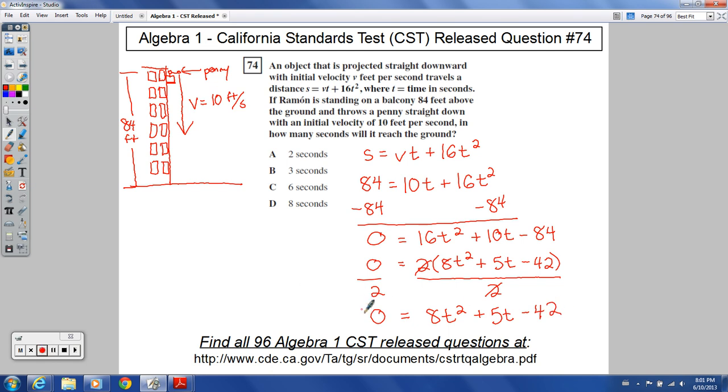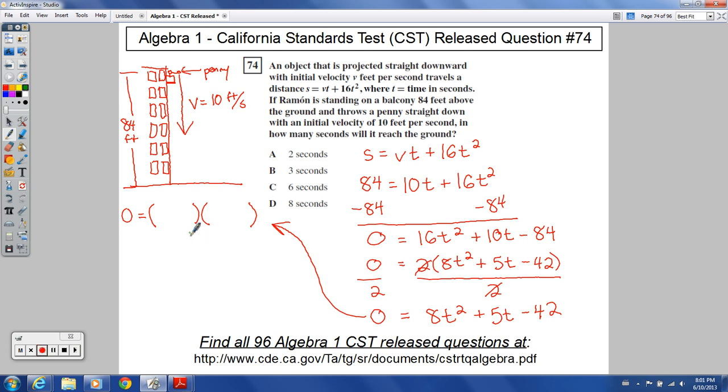Now looking at my answer choices, it seems like this is going to be factorable. It gives me whole number answers. It doesn't say rounded off. So I'm going to try to factor this. I'm going to see if I can find the right combination using the trial and error method that I've done a couple times before.